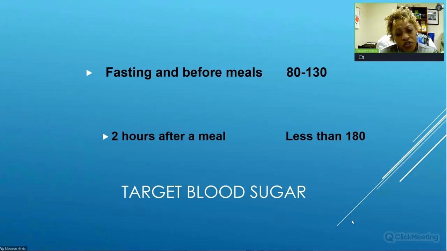If it's in the 200s, then yeah, either your carb content was a bit too high, or you didn't take your medication, or you're not on enough of the medicine that you need. It's good feedback.